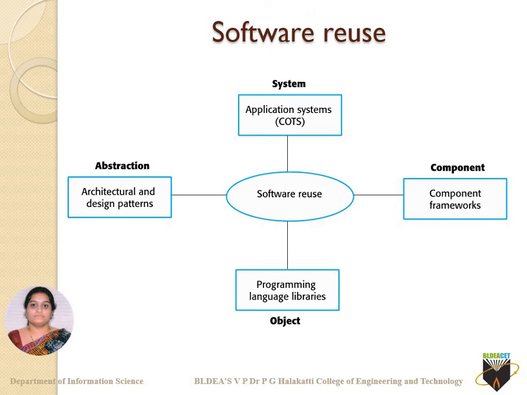Next, the same is given here with software reuse. Software reuse at the system level is COTS, I'm making use of COTS there, and component frameworks at the component level. Then objects are programming language libraries, for example SQRT as a function, which I'll use directly instead of writing my own code. Abstractions come through your architectural or design patterns, whatever you arrive at as a conclusion. That is your abstraction part.